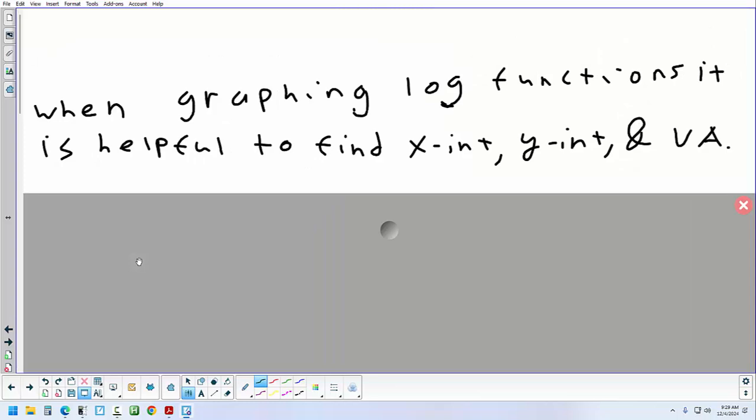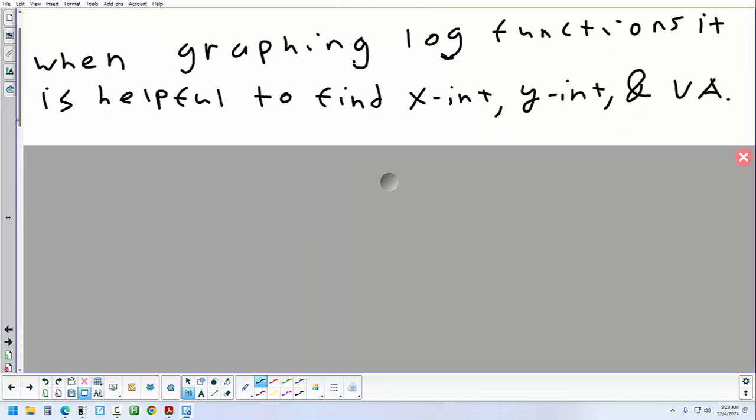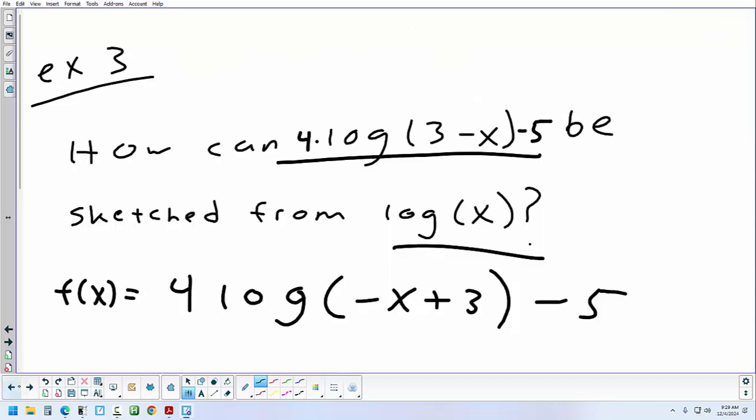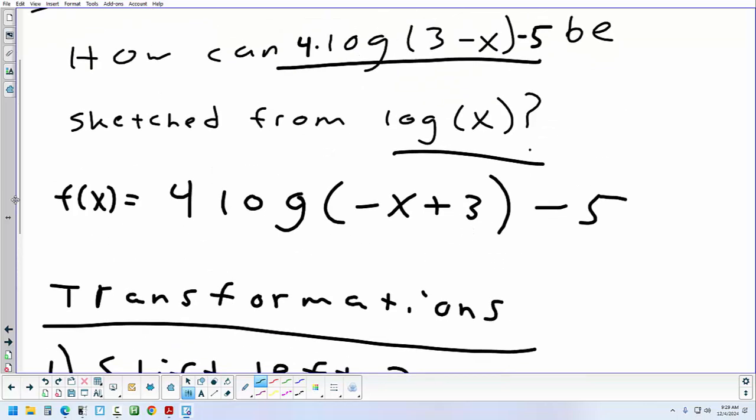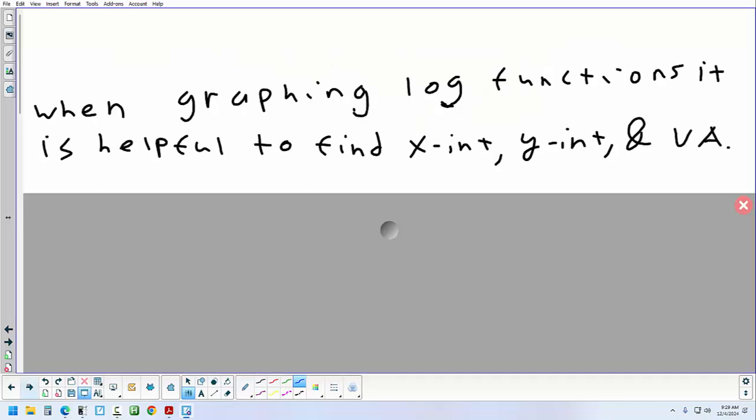So now let's look at making a sketch. So when we are sketching log functions, a couple points that are helpful to find. Like if this was your log function, did something like this. Finding those two intercepts. Now, you are not guaranteed to always have both intercepts. One of those intercepts you will always have. Can anybody tell me which intercept you will always have? X. Yeah, you'll always have the x-intercept.